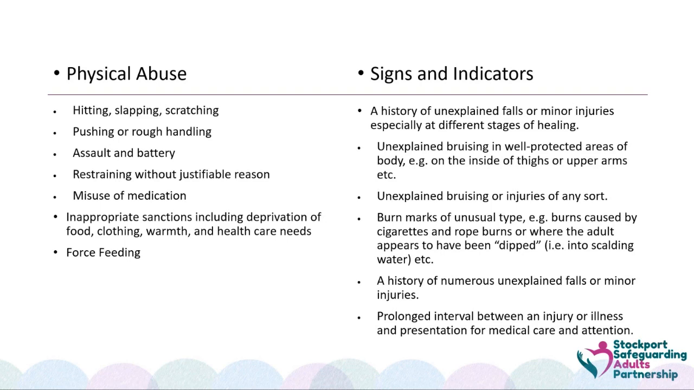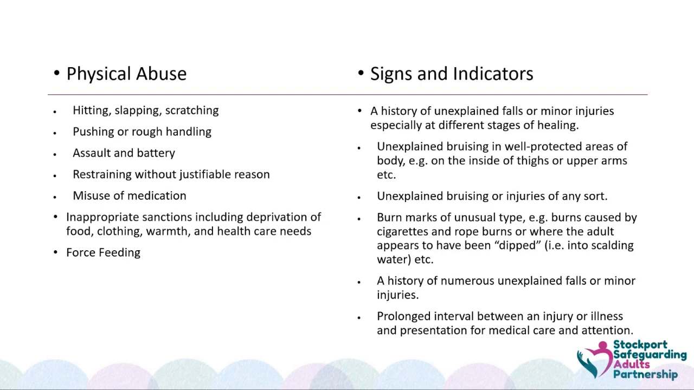And let's look at some of the signs and indicators around physical abuse. There may be a history of unexplained falls or minor injuries, especially at different stages of healing. There may be, on an individual, unexplained bruising in well-protected areas of the body, and that may be on the inside of the thighs or the upper arms. There may be a sign and indicator that there is unexplained bruising or injuries of any kind.